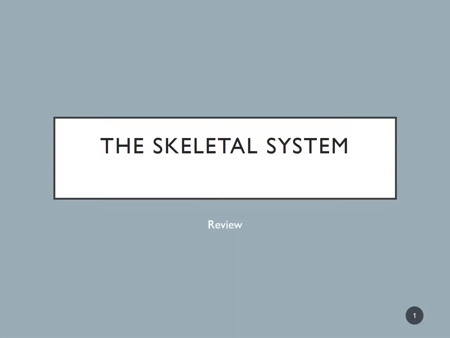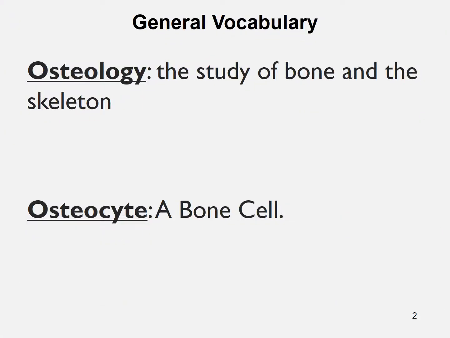About the skeletal system, of course, one of the 11 organ systems that's a part of the human body. All right, just a couple of vocabulary words there. Osteology is the study of bones in the skeleton, and an osteocyte is a bone cell. So the prefix "osteo" obviously indicates something with the skeletal system and the bones.